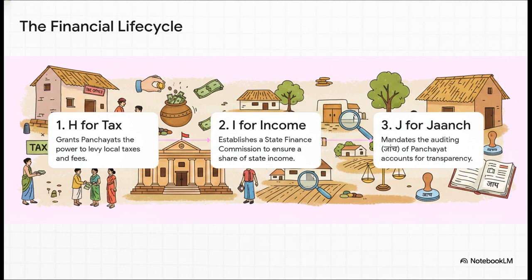First, H is for tax. Simple. Article 243H gives panchayats the power to levy their own local taxes. Second, I is for income. This sets up a state finance commission to make sure the panchayats get a fair share of the state's income. And finally, J is for janch, a Hindi word for audit, because with money comes responsibility. You got to be able to check the books for transparency.